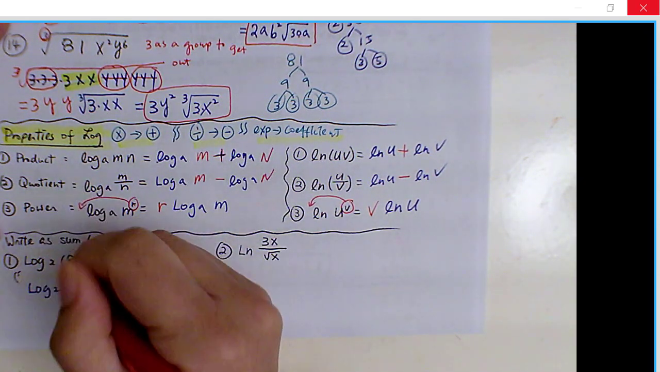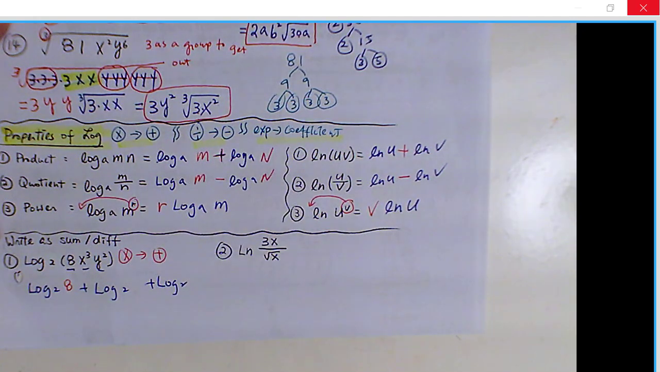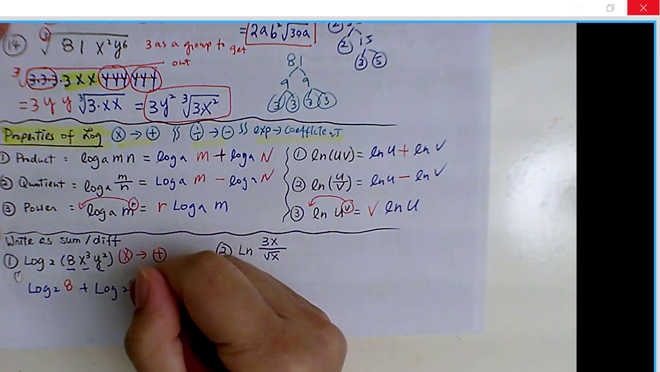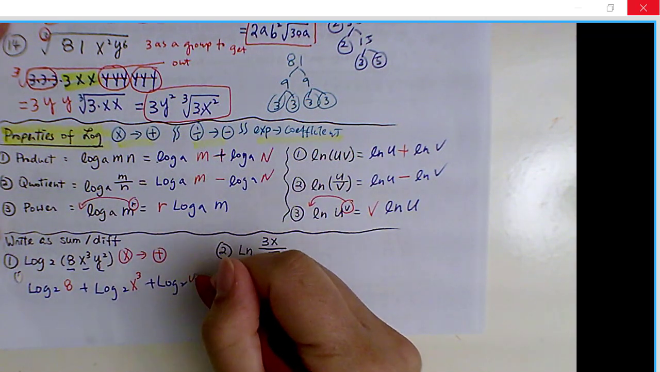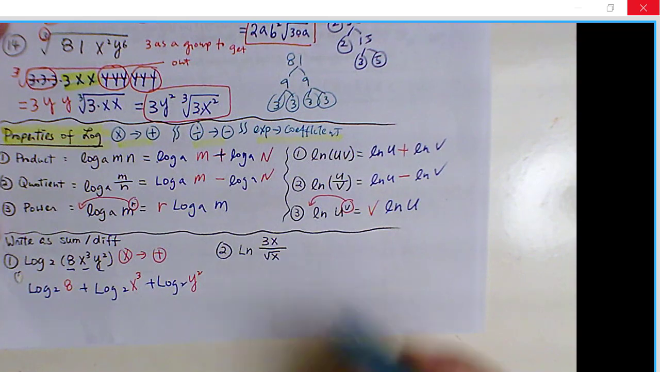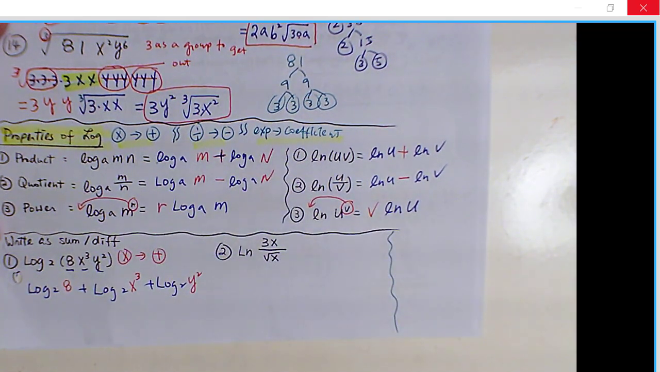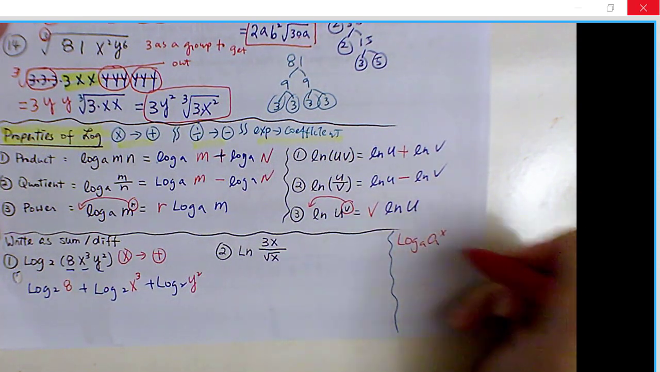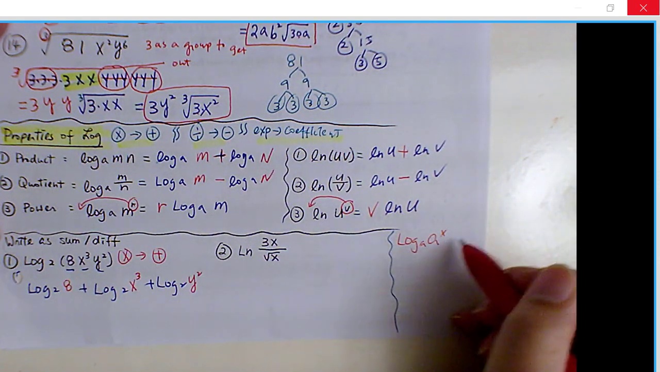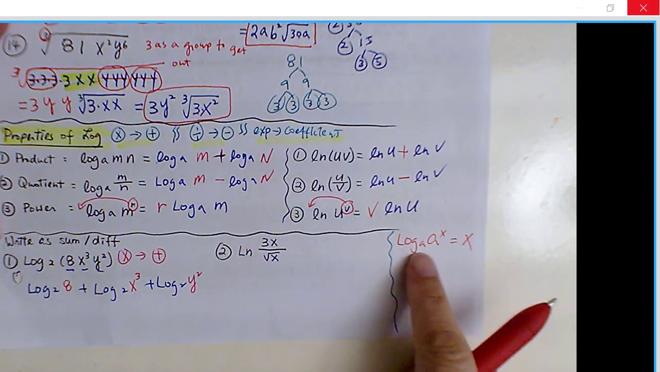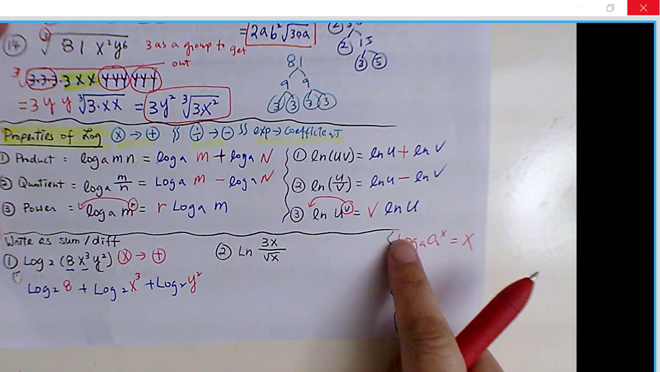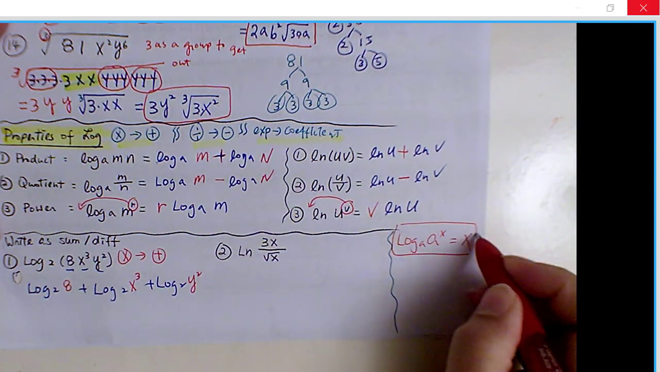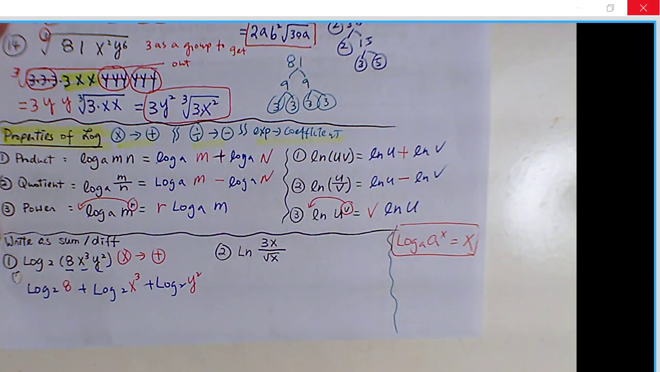First one comes with 8, and then the second one comes with x cubed, and the last one is y squared. I think I need to also remind you of one of the log properties, which is log base a of a to the x. If they match, you can cancel it, equal to x. So if you have log base a, and then a here, they match, they cancel, equal to x. So we did that in 1324, the first business math class.